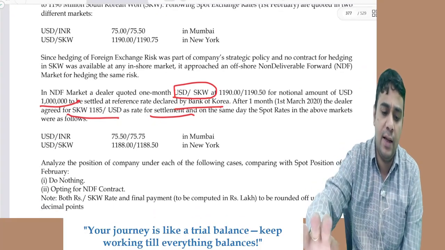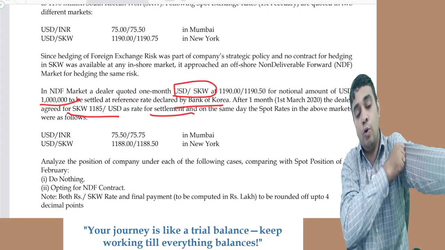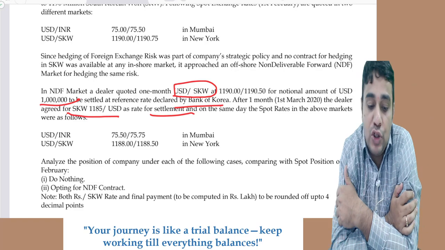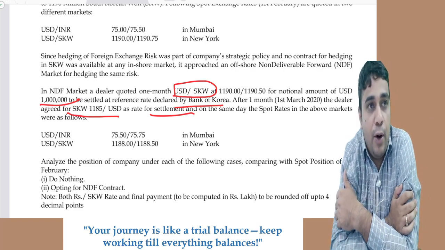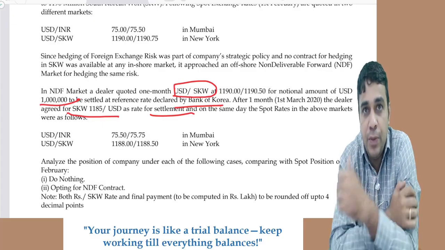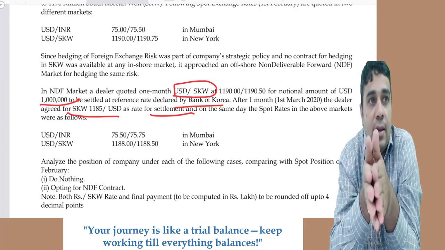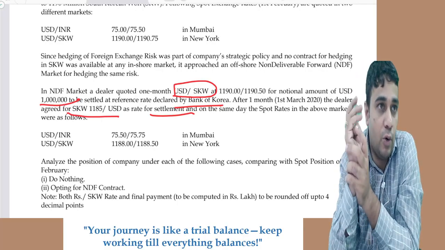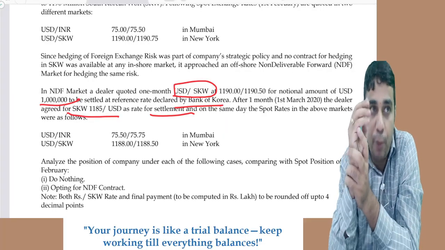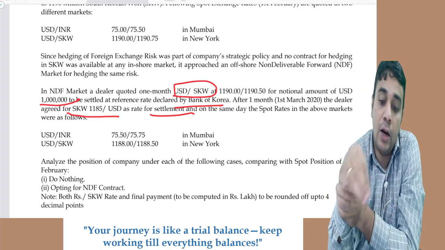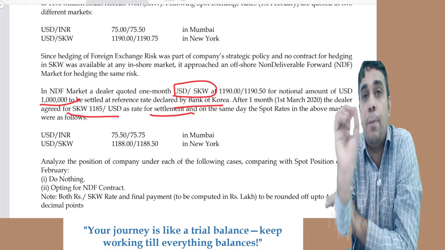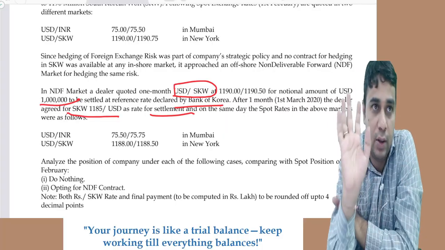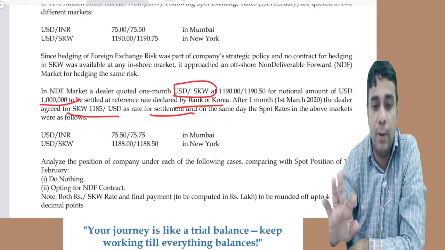One more thing very clearly mentioned is that both the rupee per SKW rate and the final payment should be rounded off to 4 decimal points. So when I do my calculation for doing nothing, I will round off the rate to 4 decimal points, and then do the multiplication. Round off the final number to 4 decimal points in lakhs. Two requirements they have given, very clearly. Good.